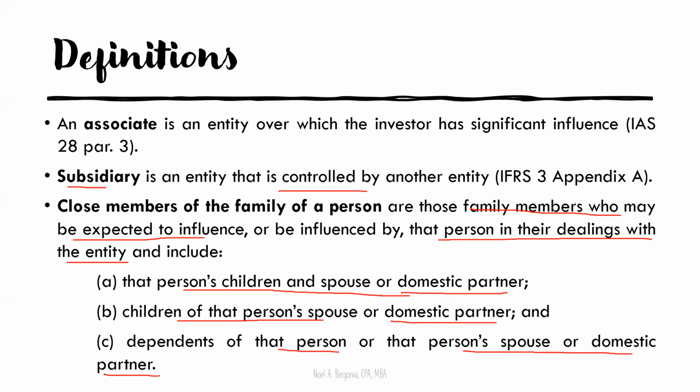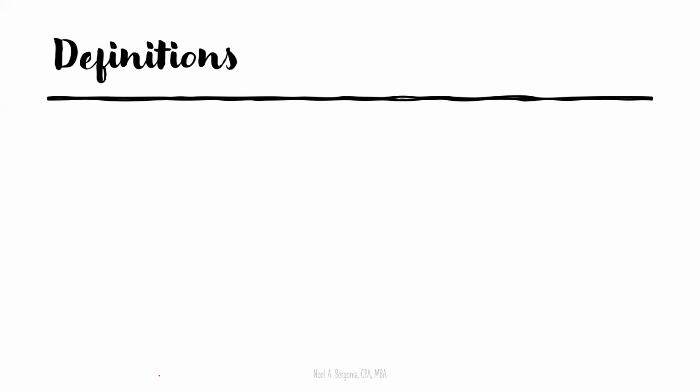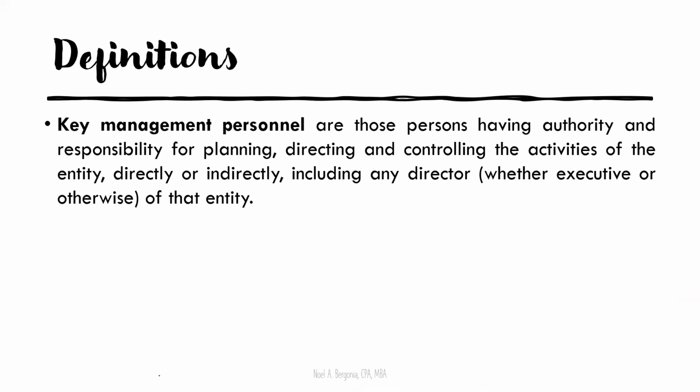Okay. Sige. So this will be our last slide for the definitions. So we have key management personnel. Pag sinabi po natin key management personnel, these are referring to persons having the authority and responsibility for planning, directing, and controlling yung activities ng enterprises po natin, whether directly or indirectly. It may include yung director o kaya naman any executive officer or executive employee ng isang entity. So mamaya, we will be referring to a key management personnel that may be considered as a related party to an entity. So again, key management personnel are those who are responsible and has the authority over planning, directing, and controlling the activities of the business.